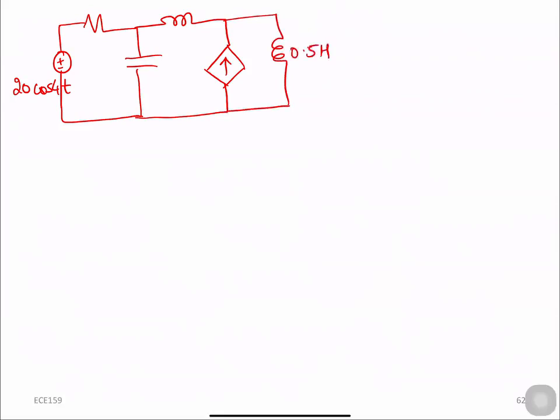These are the values for inductors. There are 2 inductors. This is the capacitor, 0.1 farad. This is Ix. We need to find Ix in this circuit. And this is the dependent current source, which is dependent upon this Ix. Right? So this is Ix, so 2Ix. So we need to find this Ix.